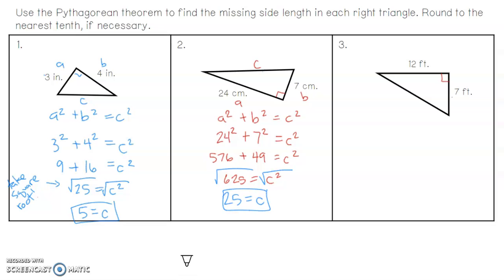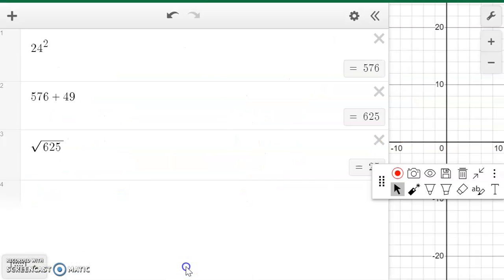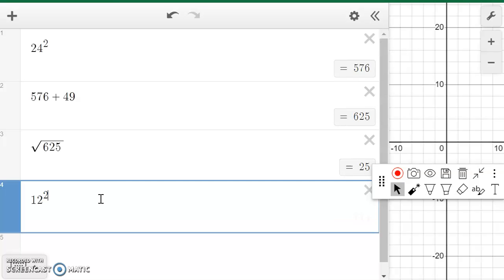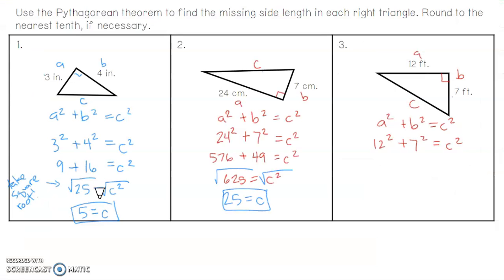So I need to be able to identify the legs that make up the right angle and my hypotenuse. So I have A squared plus B squared equals C squared. I keep writing that, training my brain what that order is. 12 squared plus 7 squared should equal C squared. So this time I'm just going to go into Desmos and I'm going to do 12 squared plus 7 squared, which is 193. That equals C squared. The last thing is to take the square root because we don't want C squared. We want to know the side length.